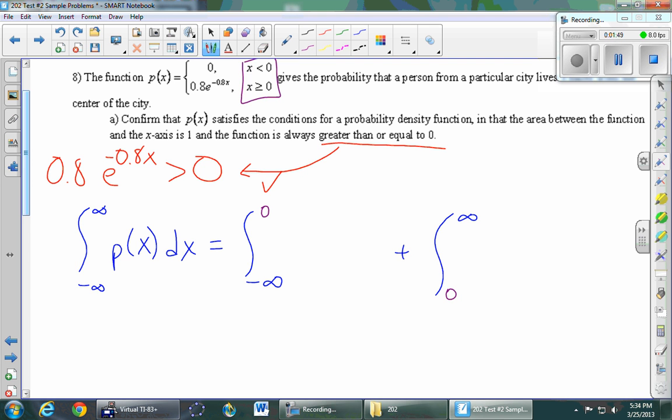If you are between minus infinity and 0, that is to say you are less than 0, then your rule is just 0. So I'm going to put that rule right in here. So this is a 0 dx. Silly to write it, but we'll just write it. And then if you are between 0 and infinity, that is you are more than or equal to 0, then you are this rule. So we're going to put this into our second integral right over here: 0.8 e to the negative 0.8x dx.